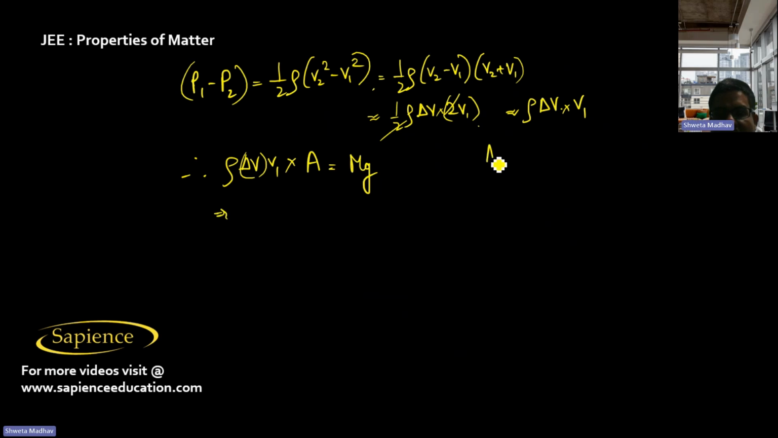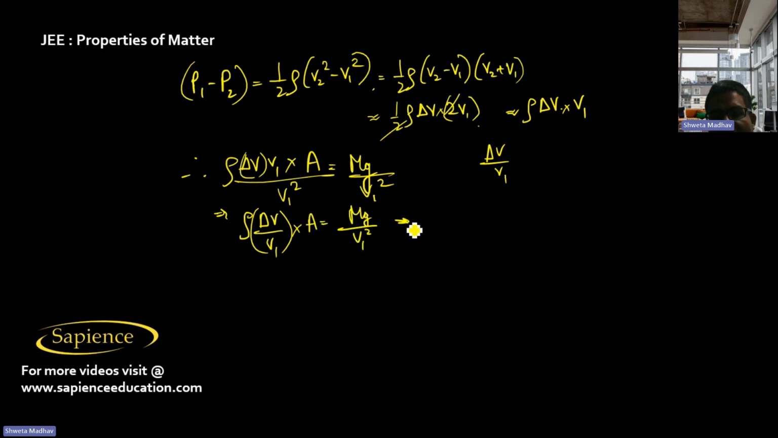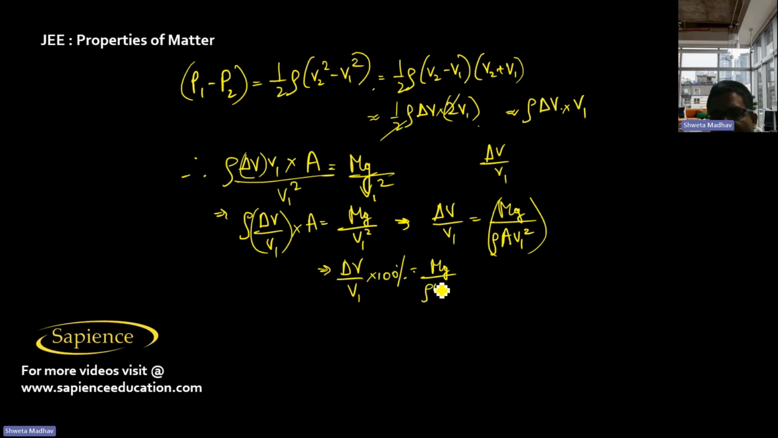Therefore rho delta V into V1 into area of the wing is equal to mg. Now delta V by V1 I have to find out, so we can divide both sides by V1 square. So this will be rho, delta V by V1, into A, equal to mg by V1 square. That means delta V by V1 is equal to mg by rho A V1 square. Now we have to express this in percentage, so that into 100%.